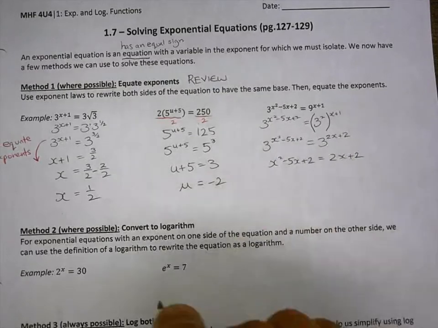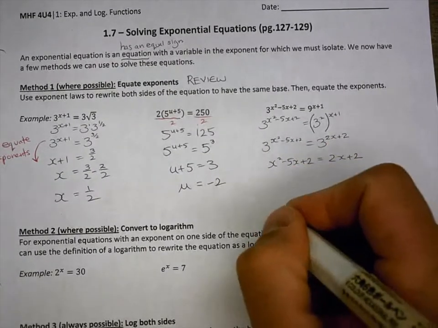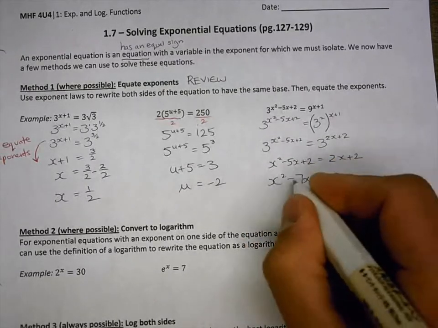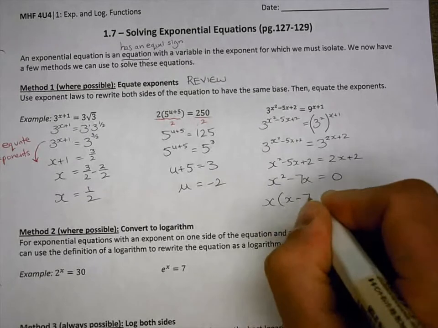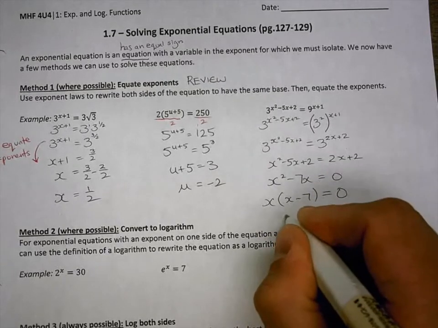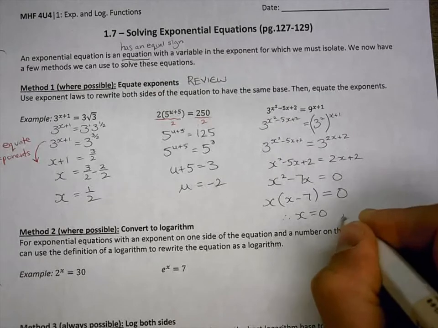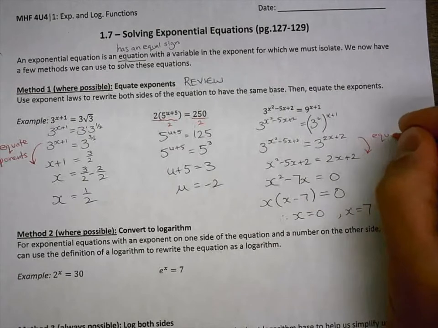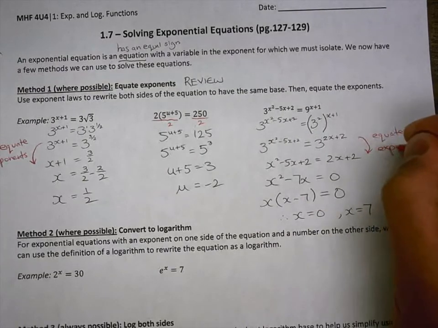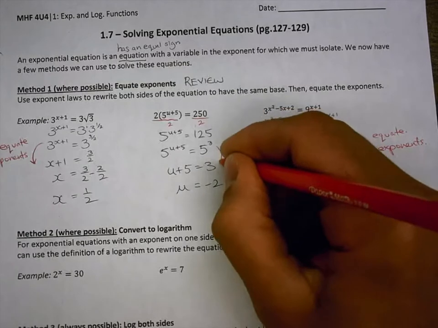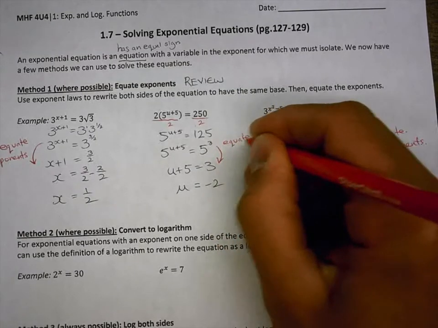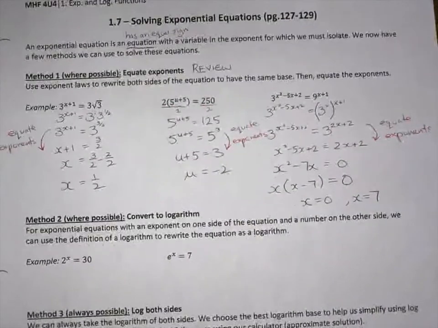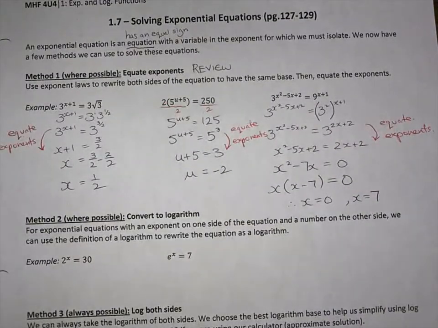Now, just like that, it's a quadratic question. I collect my like terms, so I end up with x squared minus 7x. The 2's cancel out. Factor this to solve it, so I end up with x times x minus 7. So I have two answers, x equals 0, x equals 7. So in each of these steps, once I get a situation where the bases are the same and there's nothing else in the question, no other coefficients or anything, then I can equate the exponents. So that's one method for solving an exponential equation.